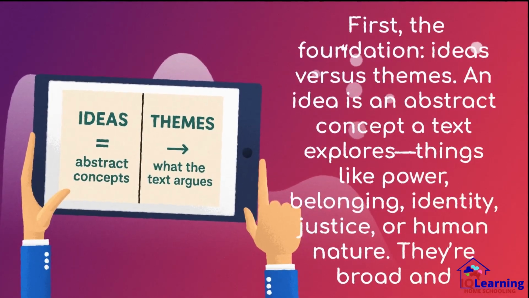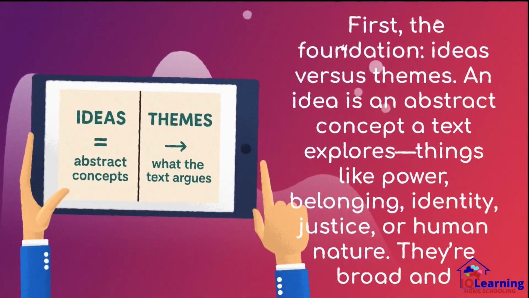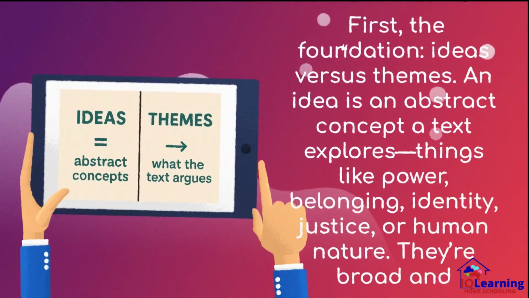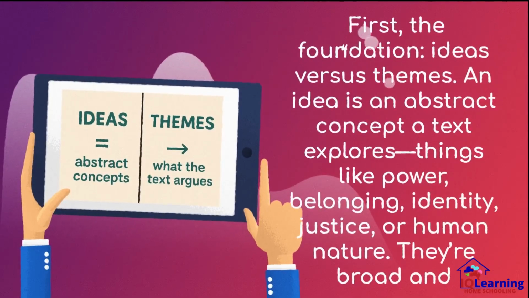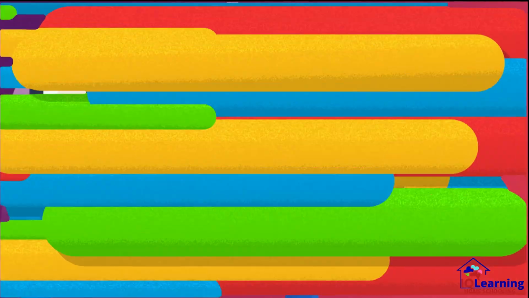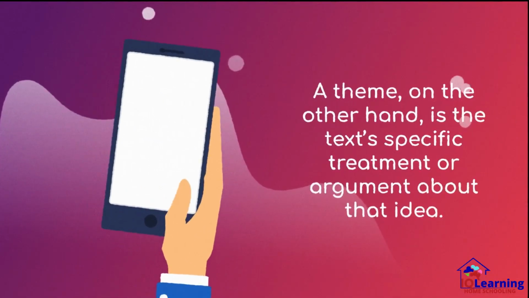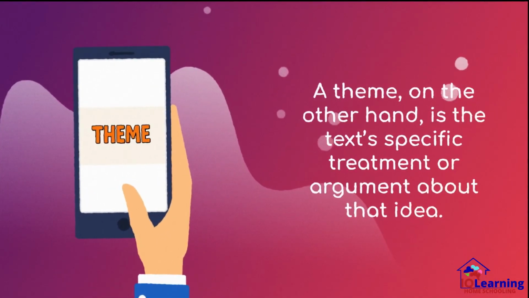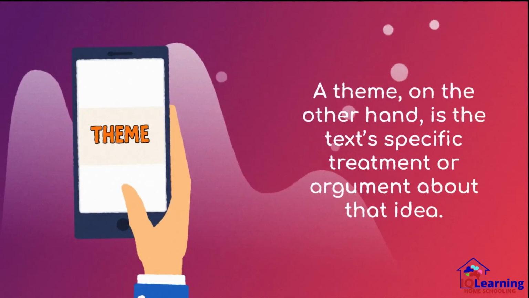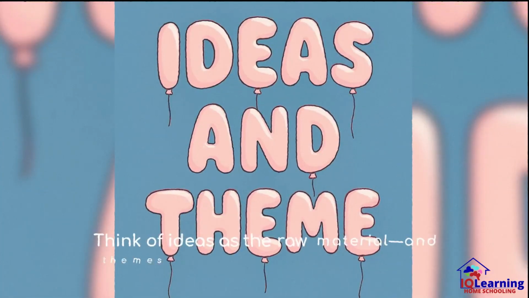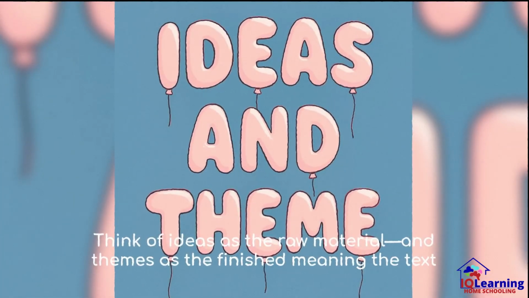An idea is an abstract concept a text explores, things like power, belonging, identity, justice, or human nature. They're broad and philosophical. A theme, on the other hand, is the text's specific treatment or argument about that idea. Think of ideas as the raw material, and themes as the finished meaning the text constructs.